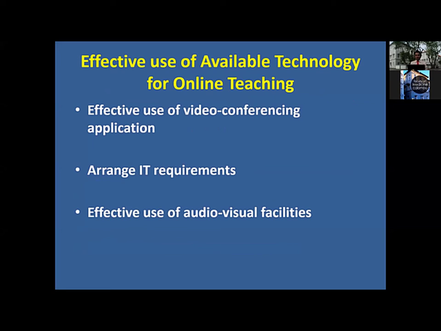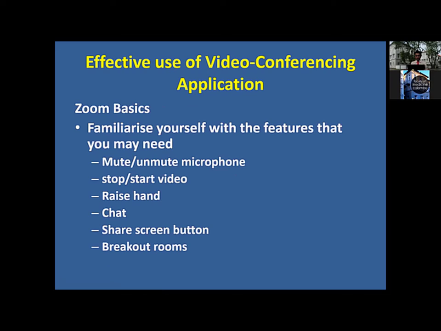Regarding the first objective, we should be able to utilize the available resources effectively, because in our setting the state-of-the-art technology may not always be available. So we have to see how we can utilize the available technology. That is basically effective use of video conferencing, what IT requirements we need, and how we can effectively use the audio-visual facilities that we have. Let's take them one by one.